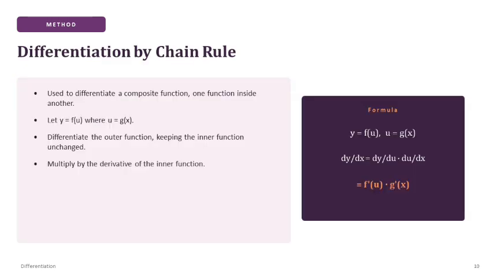Now we are going to see the important method, that is differentiation by chain rule. It is used to differentiate a composite function, one function inside another. Let y is equal to f of u, where u is equal to g of x. Differentiate the outer function, keeping the inner function unchanged. Multiply by the derivative of the inner function. Formula is, if y is equal to f of u and u is equal to g of x, then dy by dx is equal to dy by du into du by dx, which can be again written as f dash of u into g dash of x.